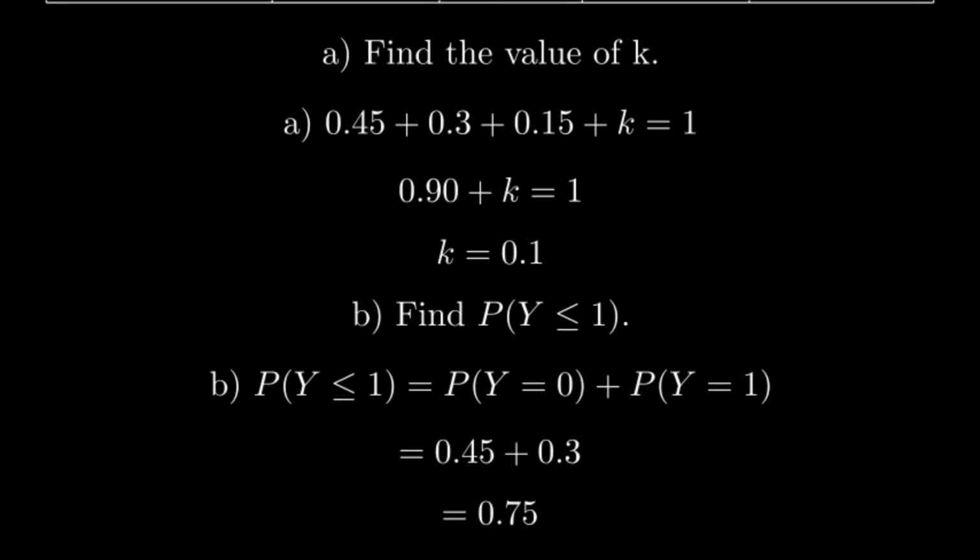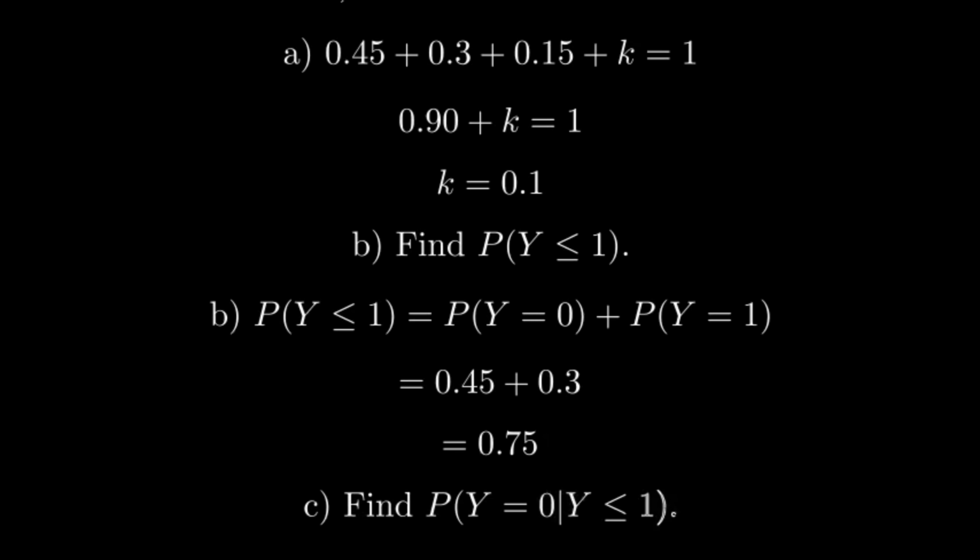Adding them together gives us 0.75. So there is a 75% chance of finding 1 or fewer cracks. Finally, let's tackle the conditional probability. This question asks for the probability that y equals 0, given that we know y is less than or equal to 1. The vertical bar means given.